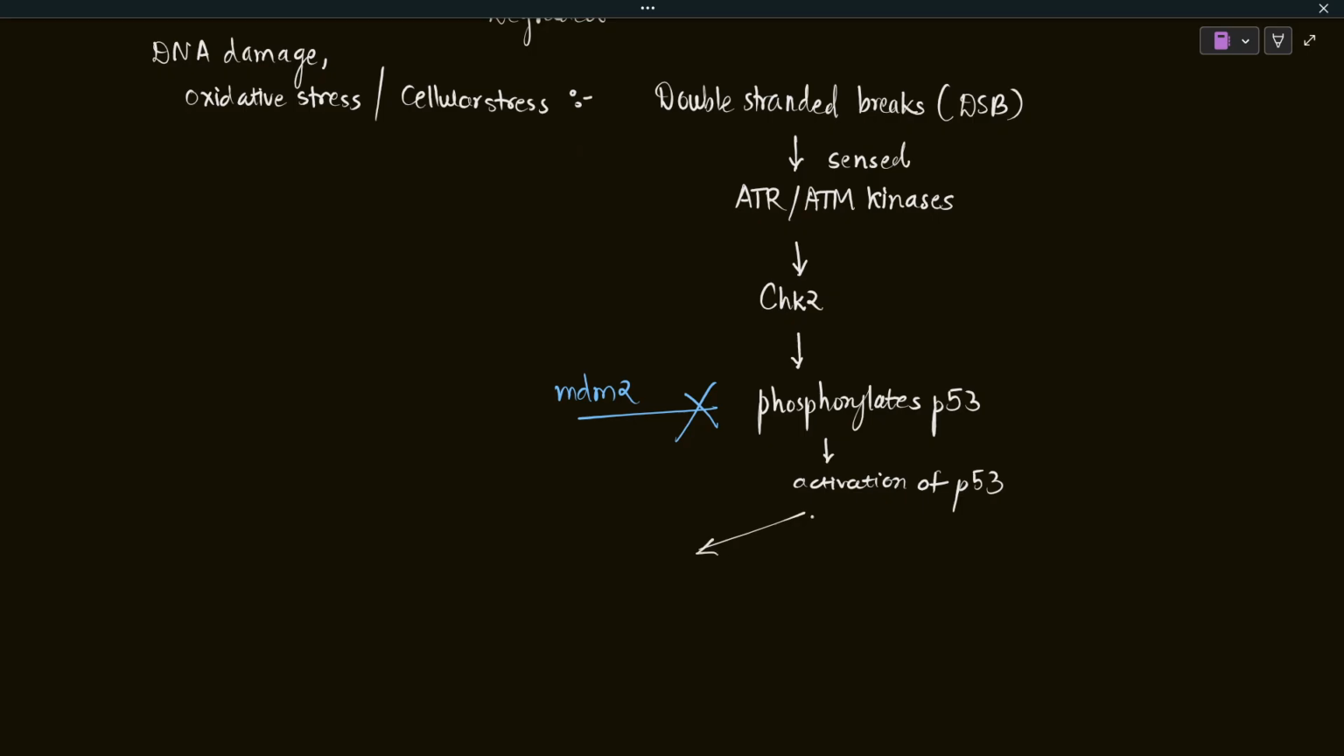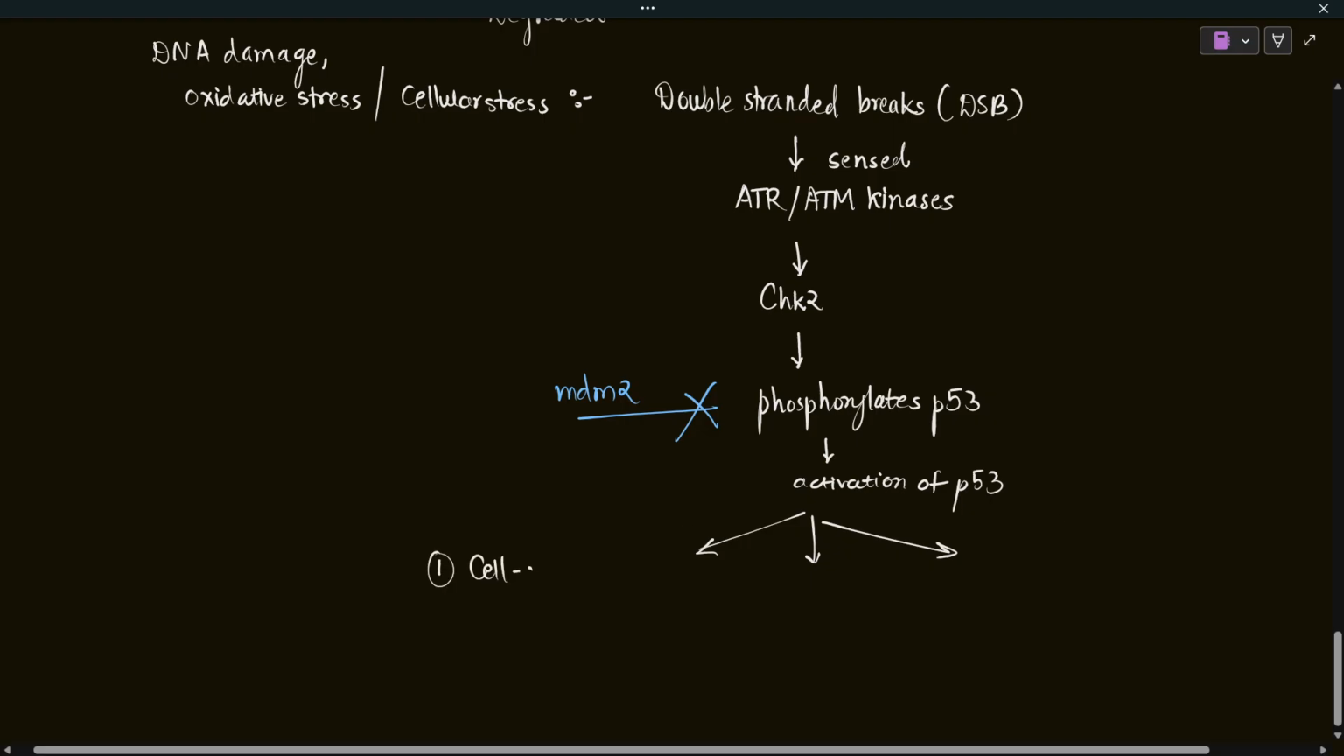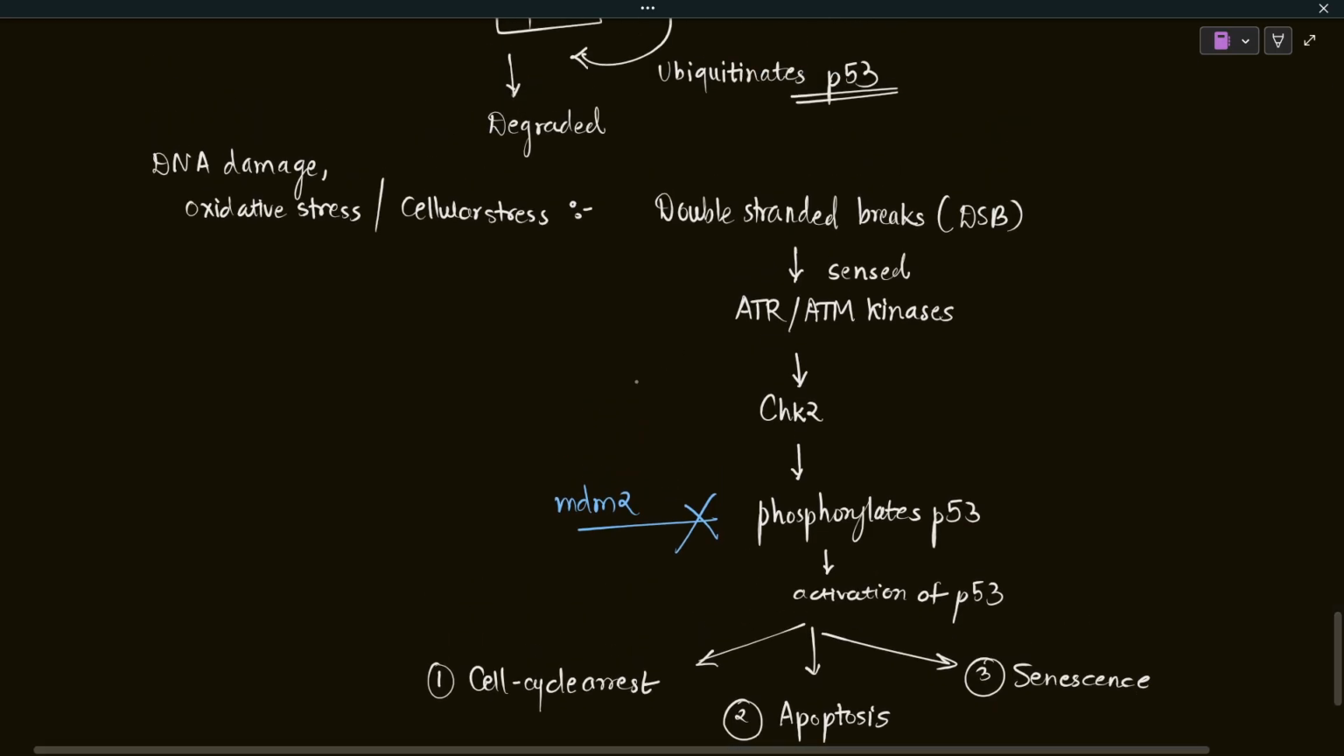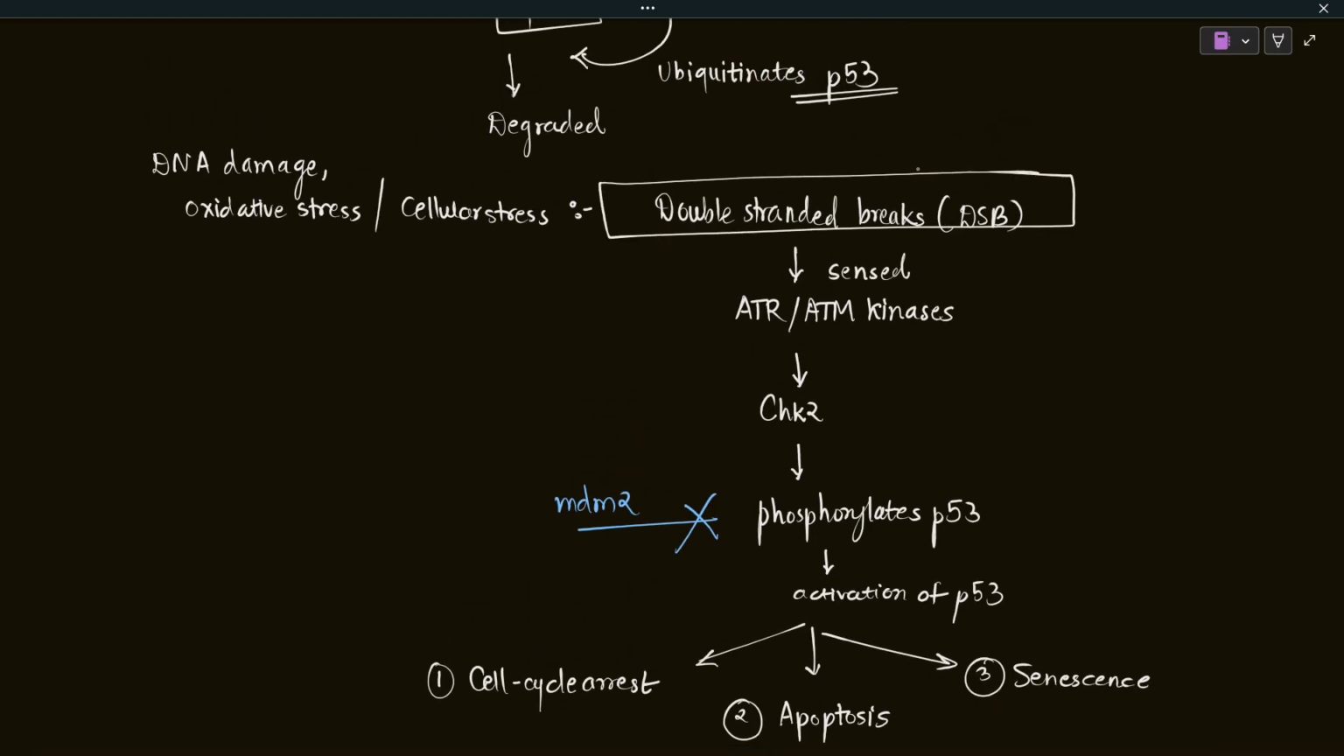There will be three types of cellular responses that can be seen due to the activation of p53. Either it is going to lead to cell cycle arrest, or it is going to lead to apoptosis, or it is going to lead to senescence. Why? Because now the cell has a double-stranded DNA break, which is going to lead to genomic instability. So we need to activate DNA damage repair pathways. We need to repair the DNA damage.